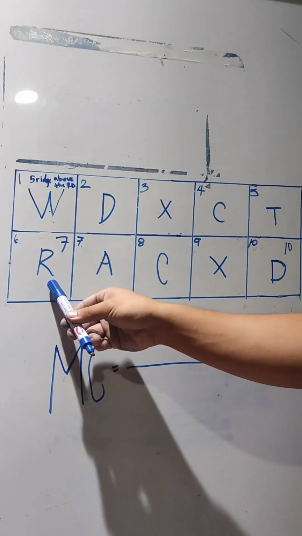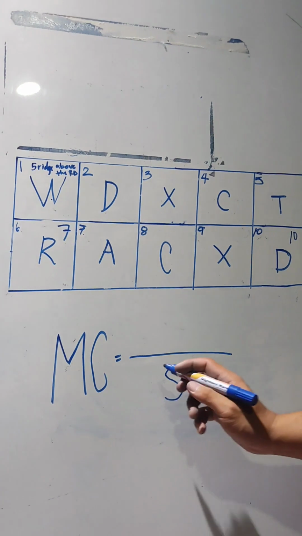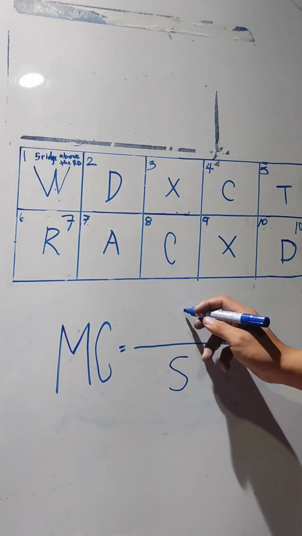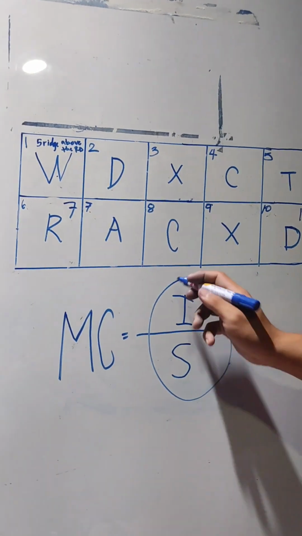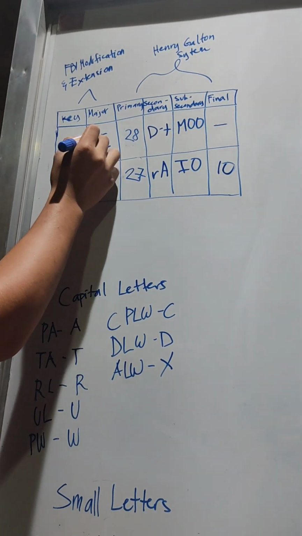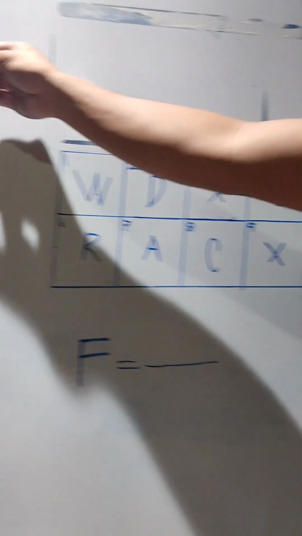So with that, we're going to proceed to the major classification, which is R and the whorl. So R is small, and 5 ridges above is inner, which is I. So with that we have the major classification, and we're going to put it on our table. And numerator is I and denominator is S. So with that we're going to proceed to the final.